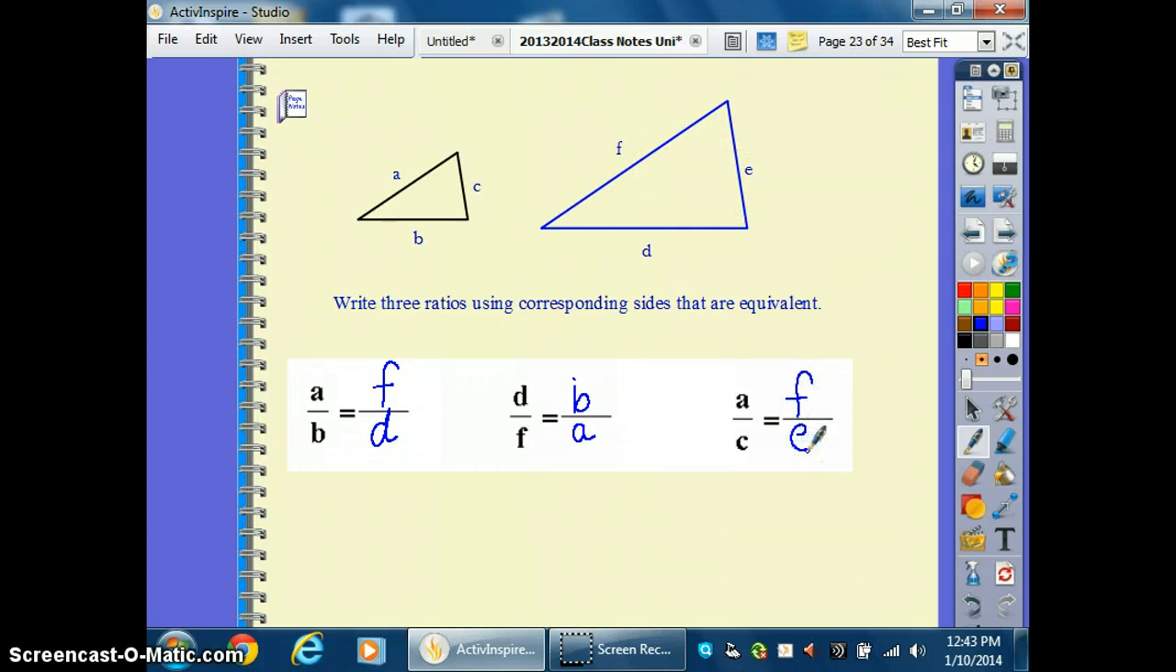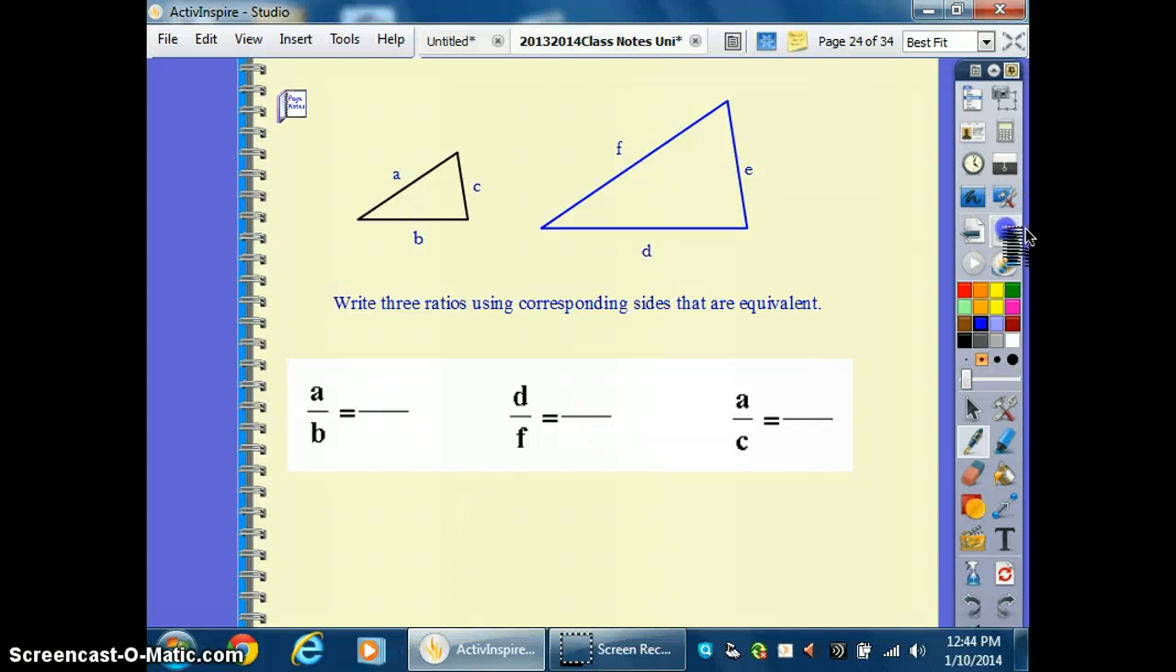Let's just try one more. What if I said, oh, B to D, going across B to D, then A would correspond to F. Oh, we can even continue this. And C would correspond to E. Those are all equal, those ratios.